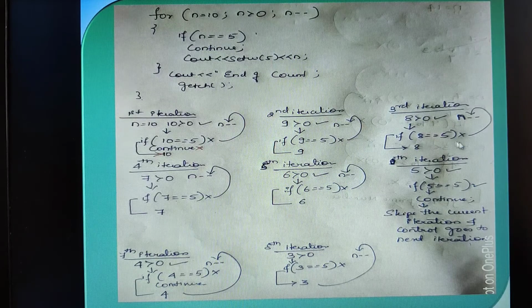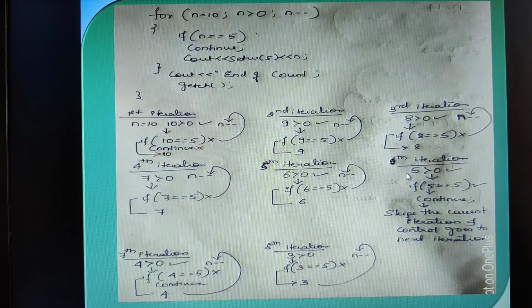Again, the n value gets decremented. Therefore the n value is 7 here. Is 7 greater than 0? Yes. Again it checks whether 7 is equal to 5. The condition is false, so the control skips this continue and 7 is printed. Similarly it happens with 6.